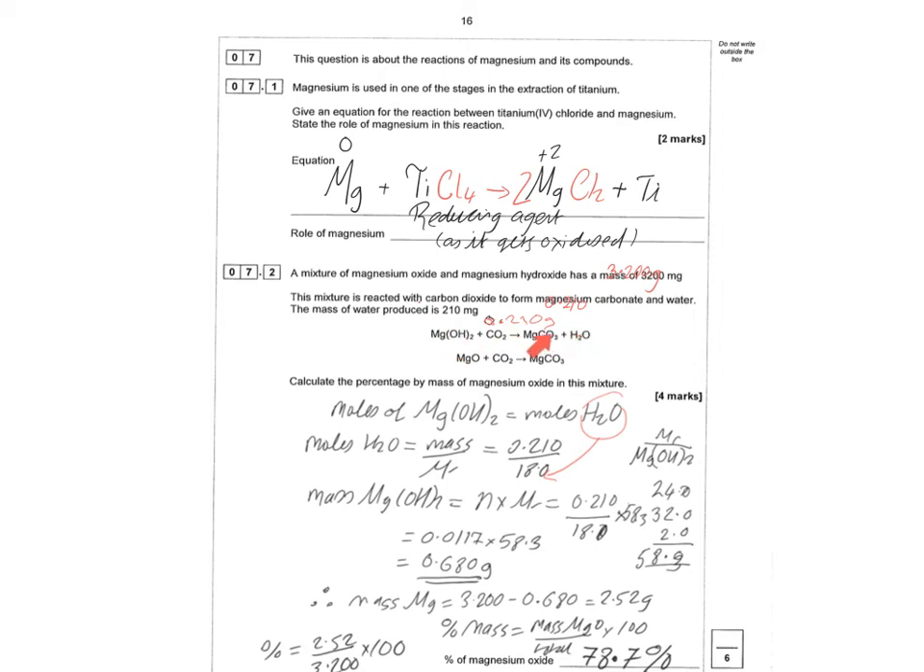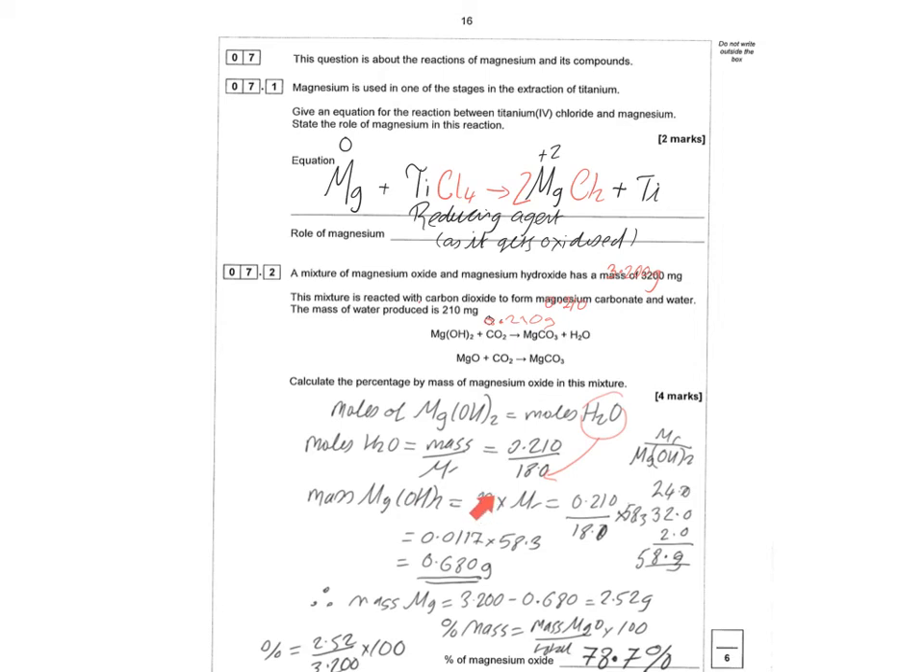So you would have got a mark for, as soon as you see anything that you can convert to moles, be a chemist, convert it to moles. We can't convert this to moles because that's the sum of the two. So we can't convert that to moles, but we can certainly convert that to moles. So if you couldn't do anything, you would have got a mark by saying moles of water is mass over MR.